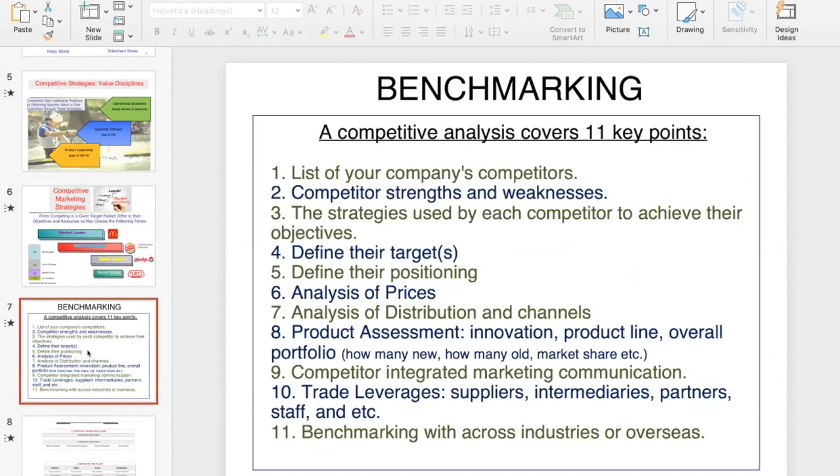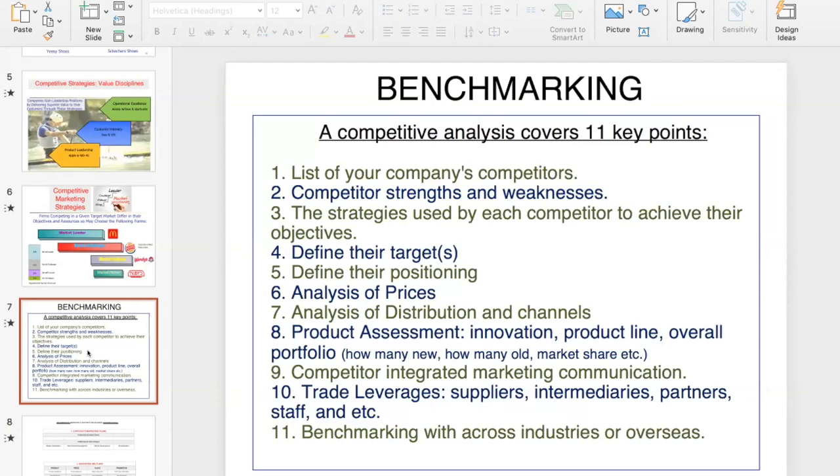Now, when you're looking at competitors, the name of working and analyzing and researching your competitors is called benchmarking. So benchmarking is analyzing your competitors. The first thing you analyze, the most common one, if I had 5 seconds to talk about this, is you would analyze your competitors' strengths and weaknesses. So that's the 101.